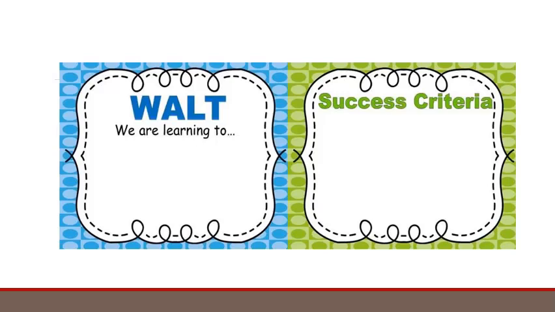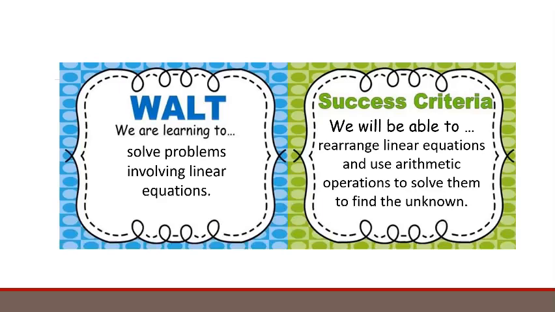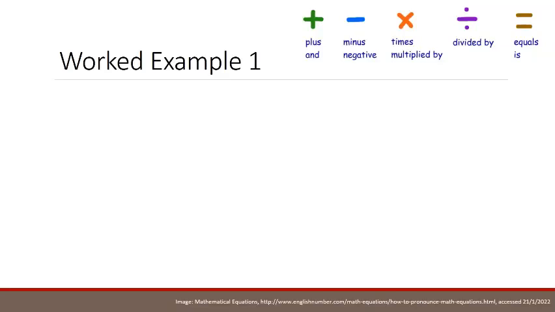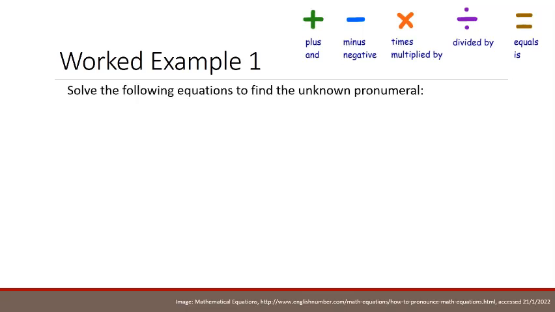What we're learning to do is to solve problems involving linear equations, and we'll be able to rearrange linear equations and use arithmetic operations to solve them to find the unknown. Just to remind yourself about what those arithmetic operations are: plus, minus, times, divided by, and equals. And here's worked example 1. Solve the following equations to find the unknown pronumeral.